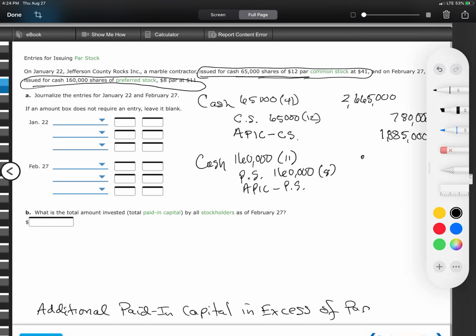What was printed on these shares? The par value is 8. And then you're going to have some extra. So you're going to have a number there, and a number there, and a number there. I'll let you finish it. Question B says, what's the total amount invested? Well, you could either add all the debits or you could add all the credits, and that's the total amount that is invested. Okay, there you go.